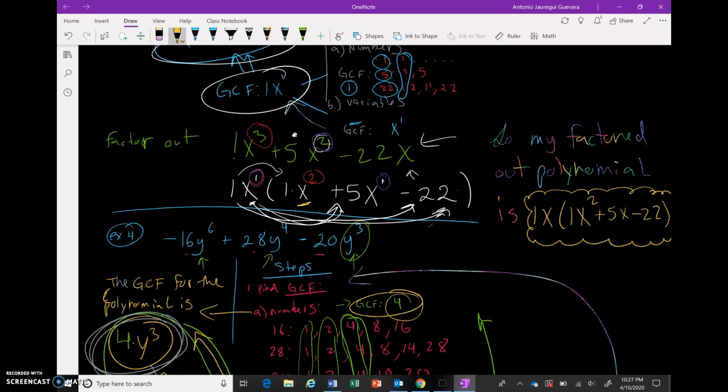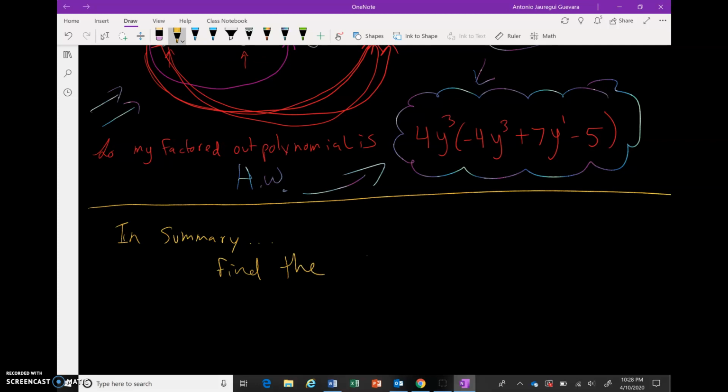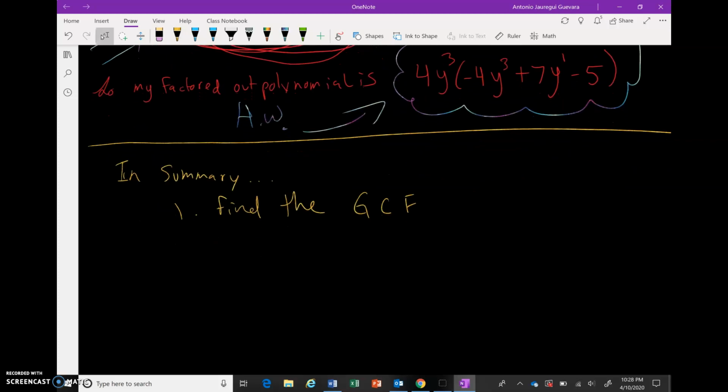So in summary, you really want to go ahead and find the greatest common factor. That's sort of step 1, but step 1 itself has more steps. You have to know how to factor out or get the greatest common factor. And step 2 will be to factor it out.